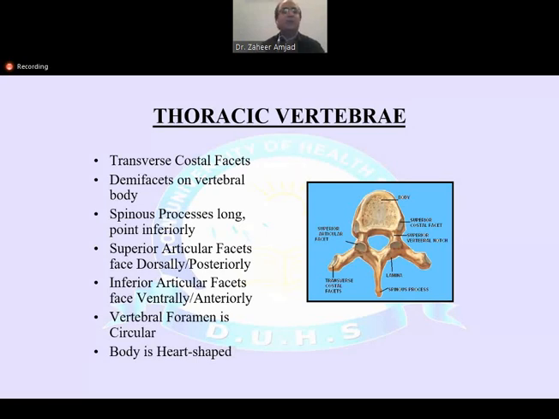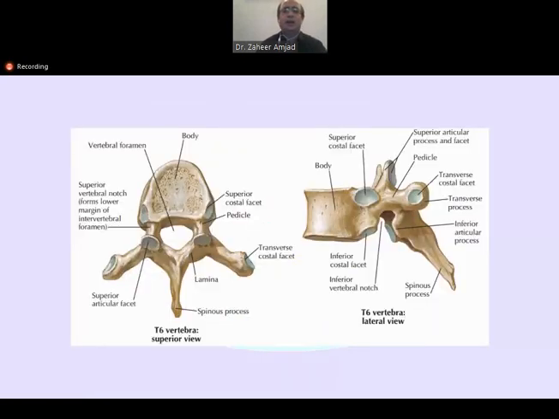So the most characteristic features of the thoracic vertebra are the costal facets and demifacets, the transverse costal facets and the demifacets. You can easily recognize these vertebrae. Now, if the first rib articulates only with the first thoracic vertebra, it means that the first thoracic vertebra would have only one facet for the head of the first rib. So that would be an atypical vertebra. Here you can see the costal facets and the transverse costal facets, the body of the vertebra, the shape of the vertebra, everything is visible here.